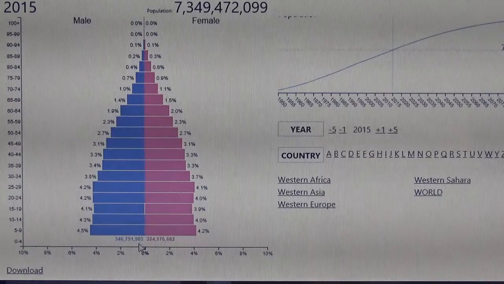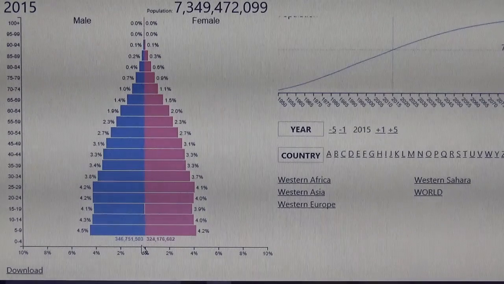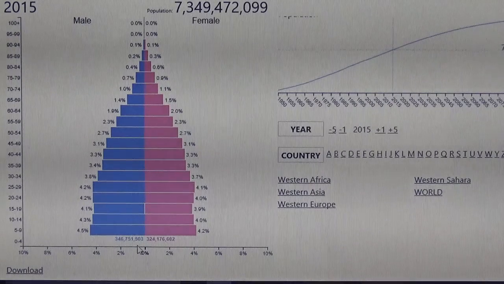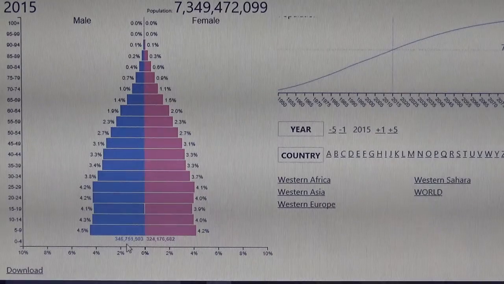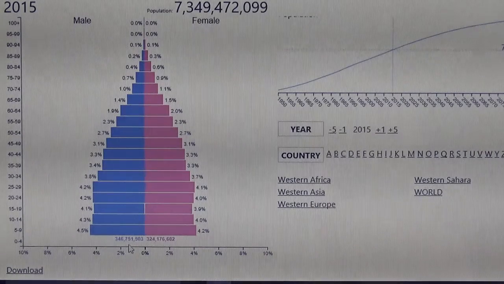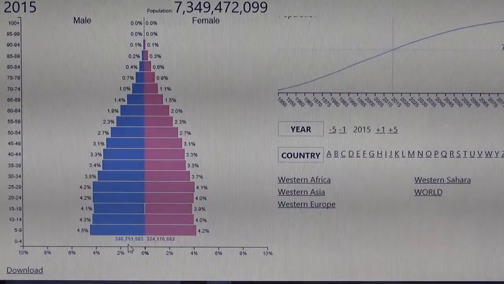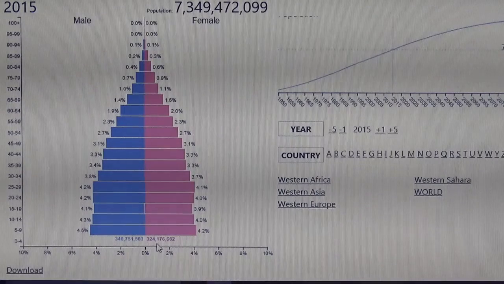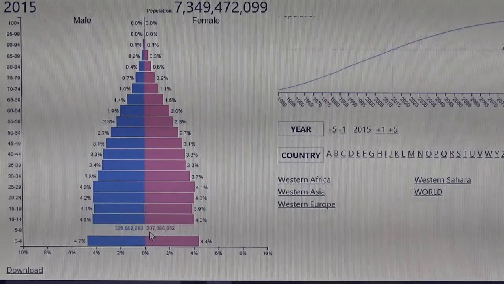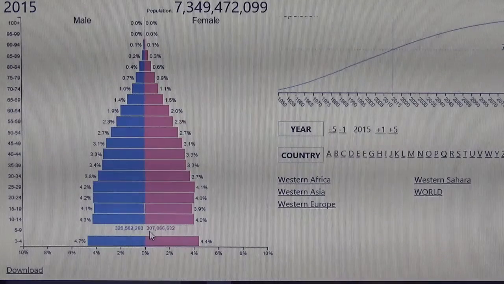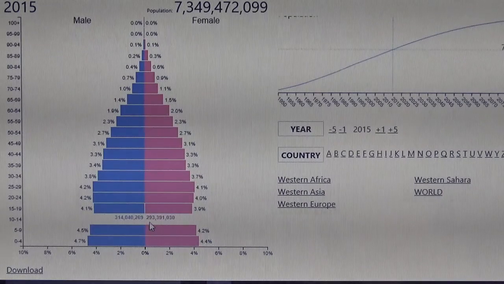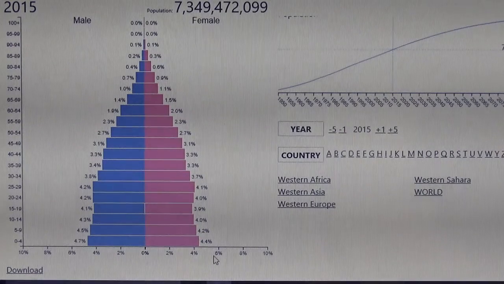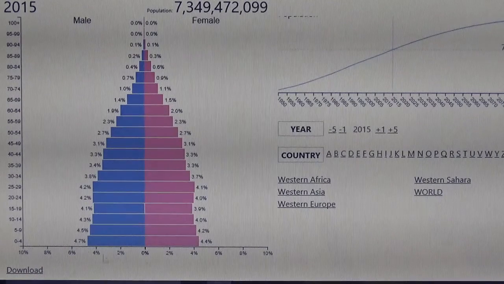Here, for instance, at the very bottom of the pyramid, where we have the youngest members of society, 0 to 4-year-olds, this population pyramid shows that there are some 346 million boys 0 to 4 years of age in the world, and some 324 million girls. And as we scroll up for each 5-year age group, we have the numbers indicated in millions as well. And if we find it easier, then the numbers are shown in percentages on either side of the pyramid.